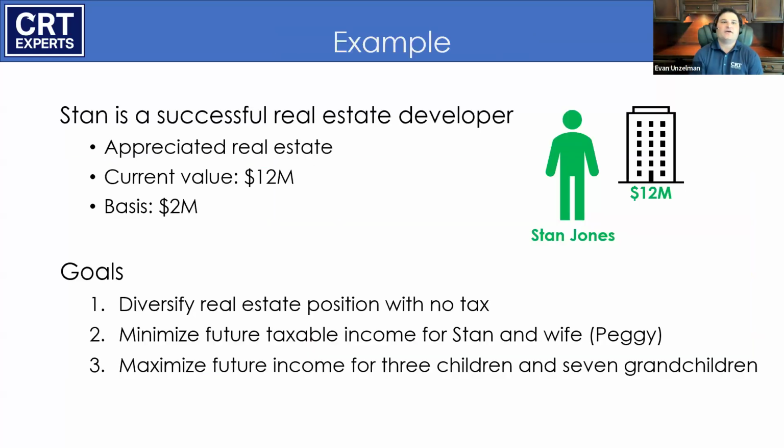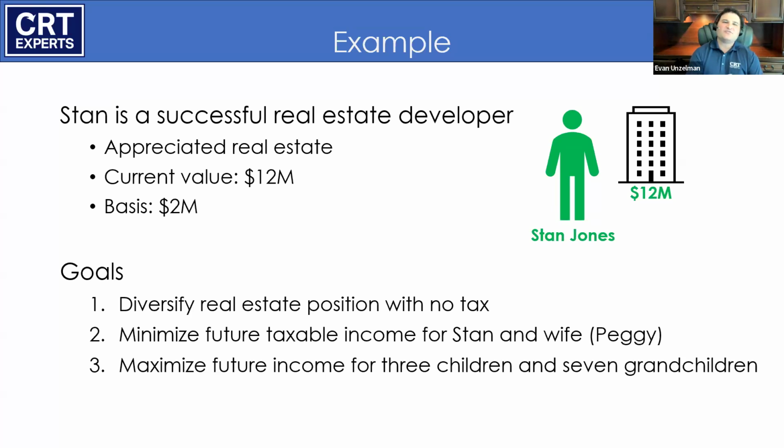Okay, so let's look here at the Jones family. So Stan, we've seen kind of the family layout. We'll see the ages here in a minute, but Stan is a successful real estate developer, and he has $12 million of appreciated real estate. His goal, and his wife, Peggy, they want to diversify that position. They don't want to pay any tax.